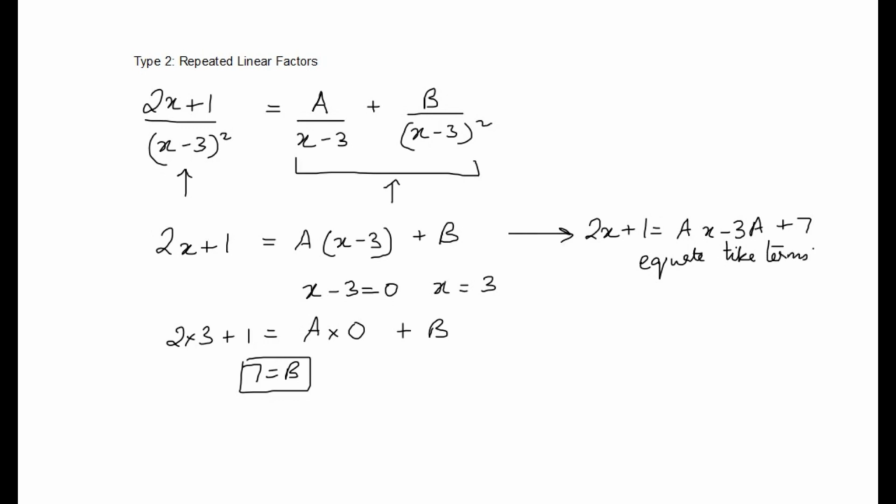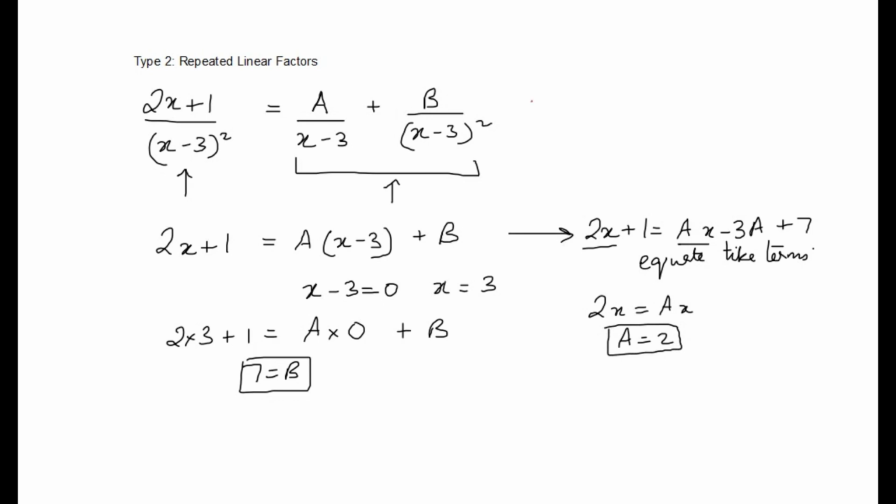So the x term on the left is 2x and on the right is ax. So we can just equate that. So 2x is equal to ax. So a must be 2. So that's it. Now we just replace it in our original equation here.